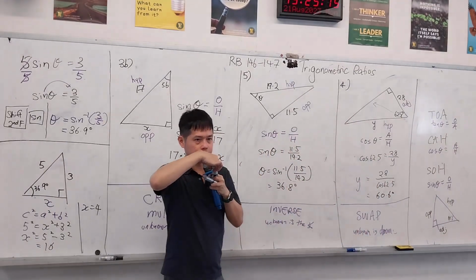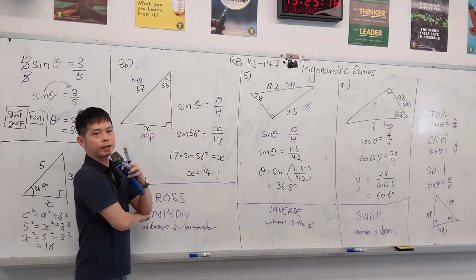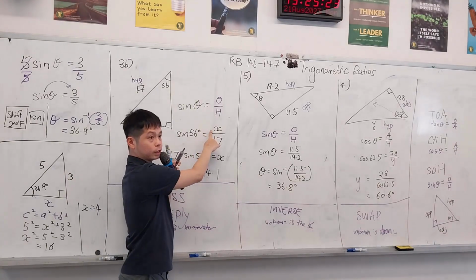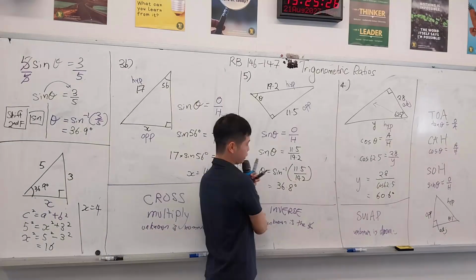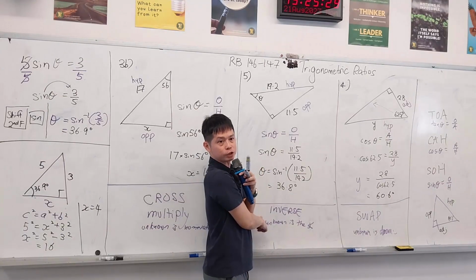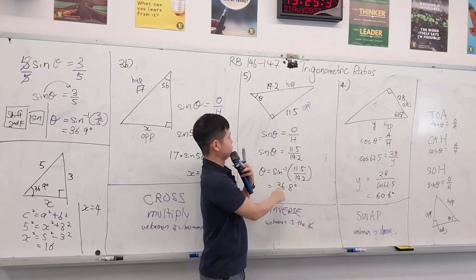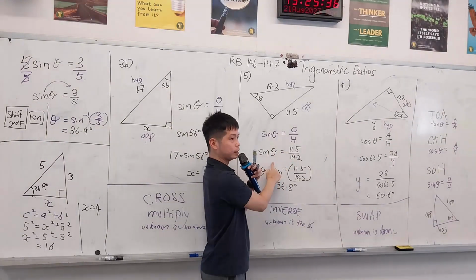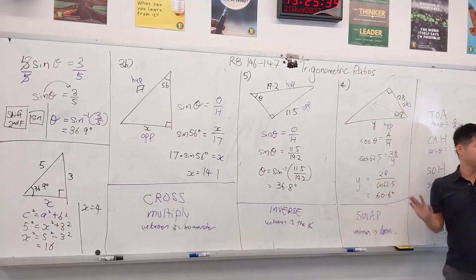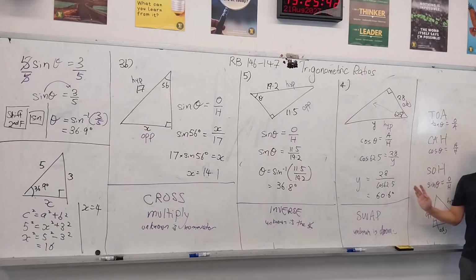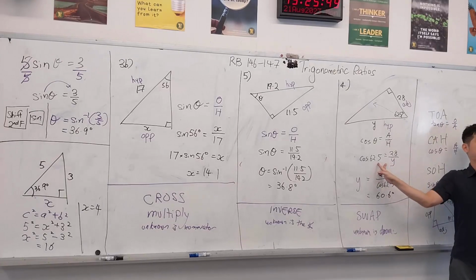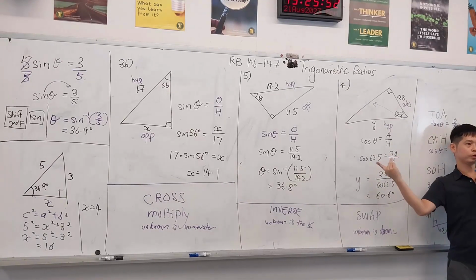Just to end this off, when do I use cross multiply? When the unknown is at the numerator. When do I use inverse, sine inverse, cosine inverse, tangent inverse? When the unknown is the angle. That means the two lengths they give you, you have to find the angle. And the most difficult one for many students is, how do I know I need to do a swap? When the unknown is at the denominator. So I want to find y, right? I just cross multiply. So we call this a swap.